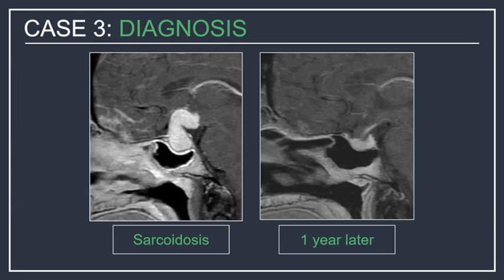The patient was treated with steroids, and we can see 1 year later that the disease process within the pituitary and infundibulum, as well as along the leptomeninges, has significantly improved.